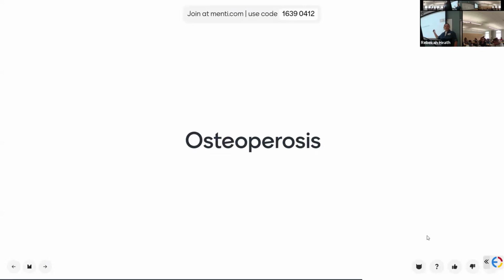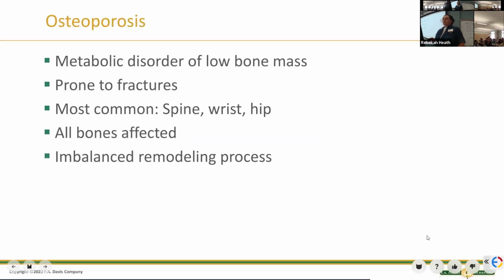Osteoporosis. So word building again: osteo, bone, porosis, porous. Calcium gets leached from the bone. We're pulling it out to use in the rest of our system, leaving the bone with little holes in it, so it's not as strong. Most commonly you're going to see fractures in the spine, wrist, and hip, but all bones are affected. And when it says imbalanced remodeling process, normally your bones are going to heal in a fairly normal fashion. It might not heal the same on one side versus the other because they don't maybe have all the nutrition or they have this disease process.